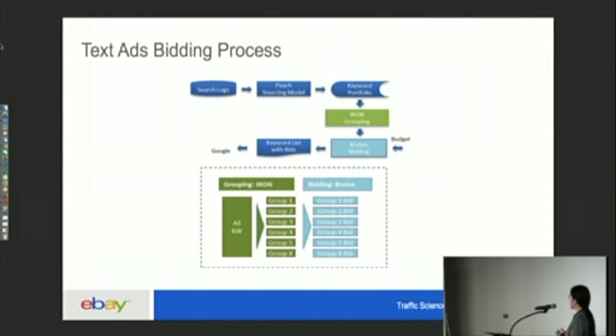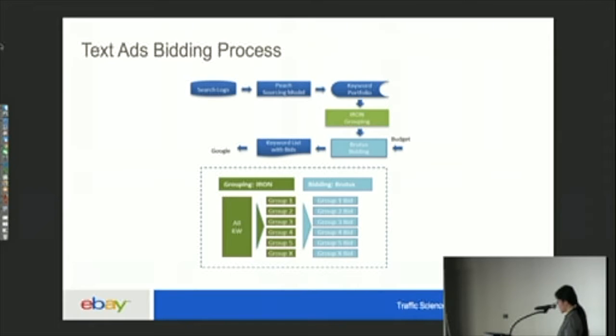So this is our text ads bidding process. Firstly, we source new keywords from the eBay search log using a model called Peach, which evaluates those keywords from the eBay search log to discover their potential and puts those high potential keywords into the keyword portfolio. So from the keyword portfolio, we bid for every keyword in the portfolio. First, we use this Iron model, I'm going to introduce the details. We use this Iron model to group the keywords, and we bid on each group according to the historical data on the group level.